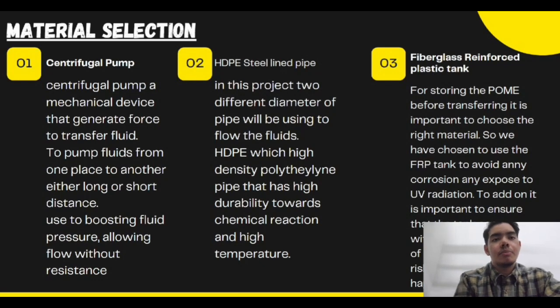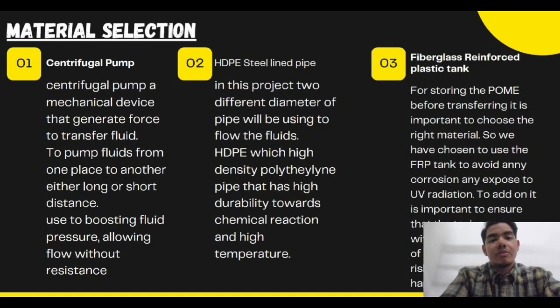So this HDPE pipe is high density polyethylene pipe that has high durability towards chemical reactions and high durability toward high temperatures. It will be covered outside with the steel pipe, so combining the strength between the steel and our HDPE pipe inside, it will protect the fluids without any leakage.